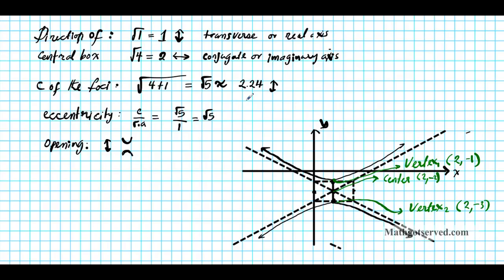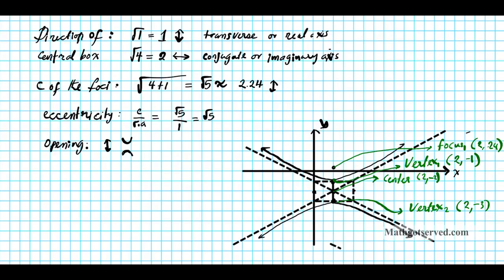Next thing we're going to graph are our foci. Our foci are 2.24 units up and down, so 2.24 is going to be somewhere here. That's our first focus. Let's label that, right here: Focus 1. Our x-coordinate is still 2, and our y-coordinate is -2 plus 2.24, so 0.24. That was our focus 1.